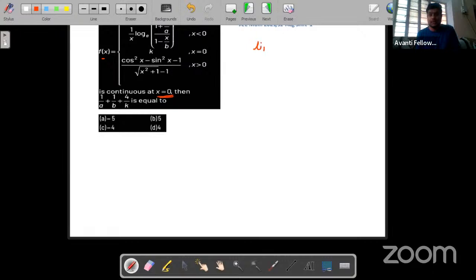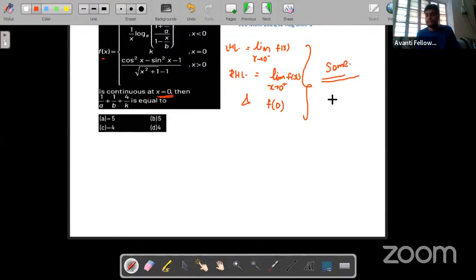That means limit x tending to 0 minus f of x, which is LHL. What is RHL? RHL means limit x tending to 0 plus of f(x), and function value f(0), all three should be same. Clear or not? Then we can say the function is continuous at x is equals to 0. So one by one we will find out the LHL and RHL and f(0). f(0) is clearly given k.